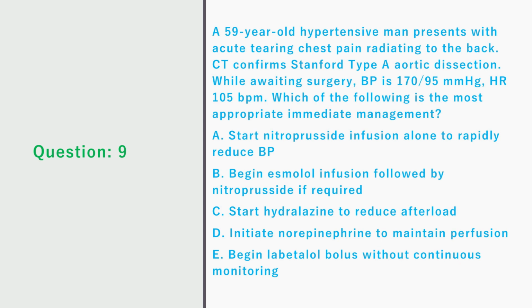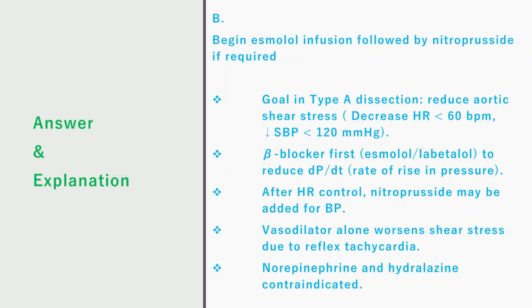A. Start nitroprusside infusion alone to rapidly reduce BP. B. Begin esmolol infusion followed by nitroprusside if required. C. Start hydralazine to reduce afterload. D. Initiate norepinephrine to maintain perfusion. E. Begin labetalol bolus without continuous monitoring. Correct answer is B. Begin esmolol infusion followed by nitroprusside if required.